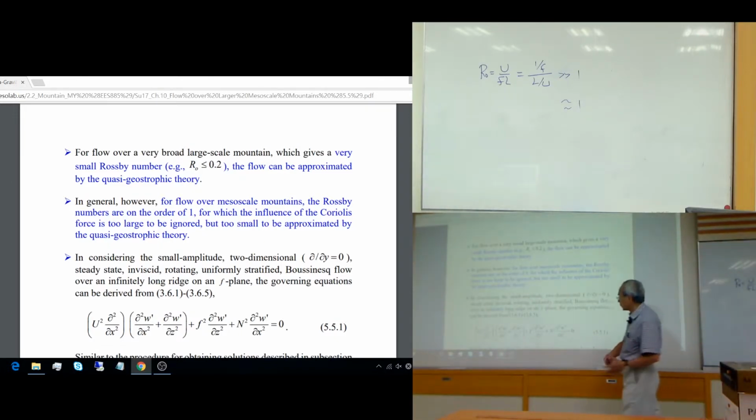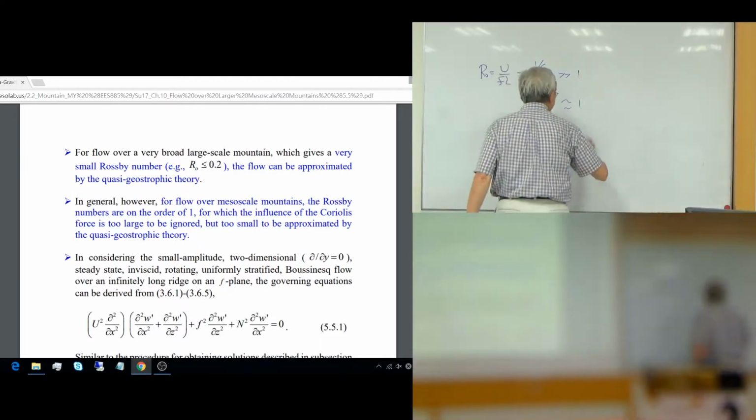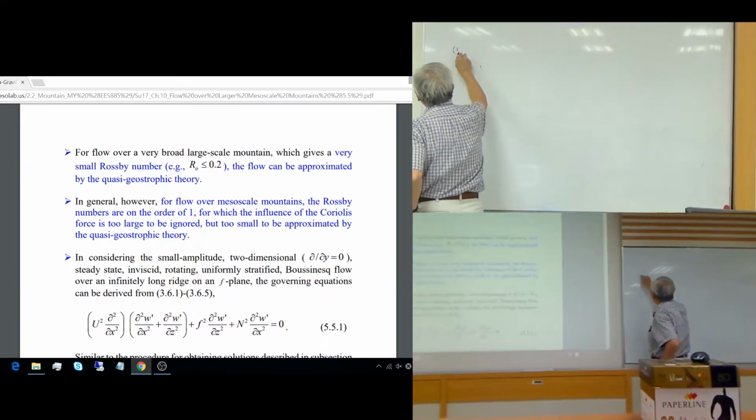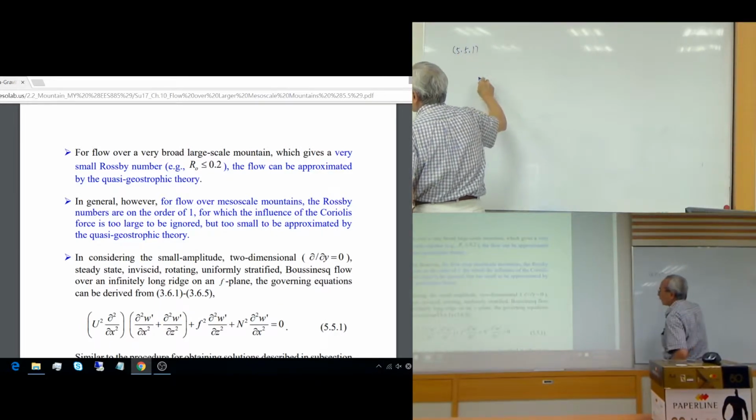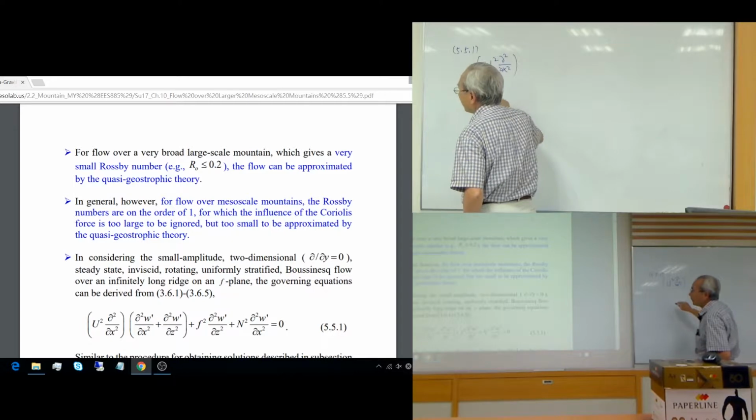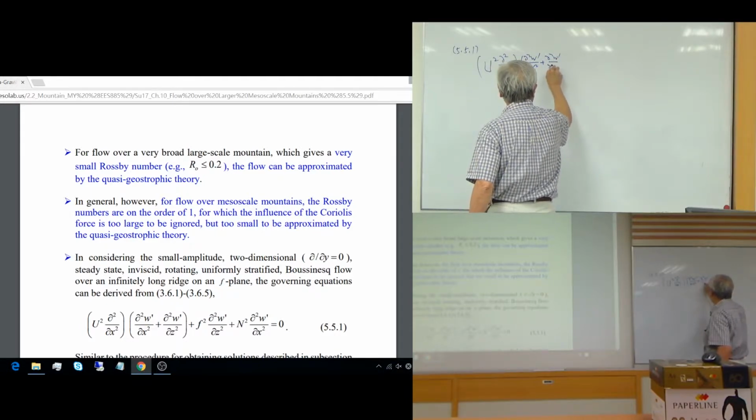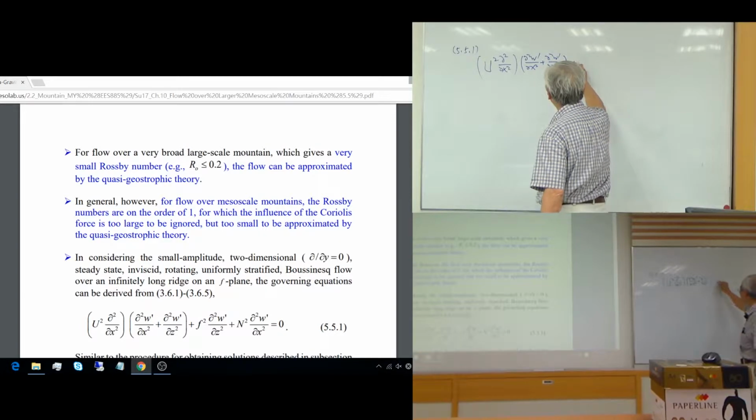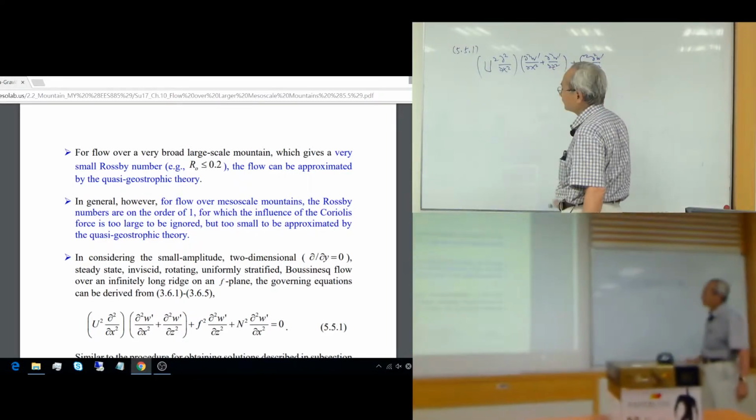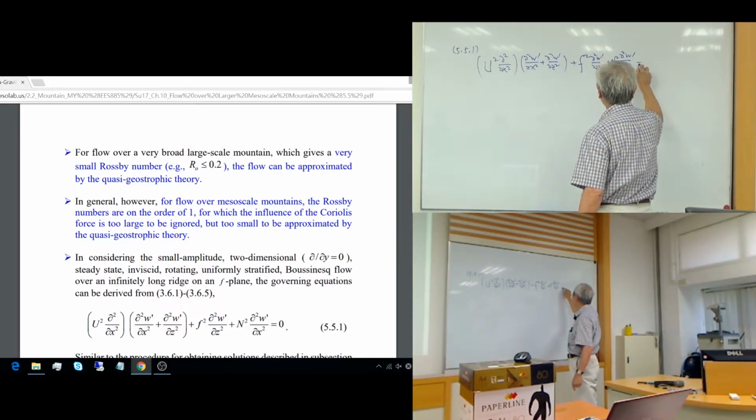So eventually we have this. Let me write it down here, equation 5.5.1: U squared, partial squared w prime over partial x squared, plus partial squared w prime over partial z squared, plus f squared partial squared w prime over partial z squared, plus N squared partial squared w prime over partial x squared, equals 0.